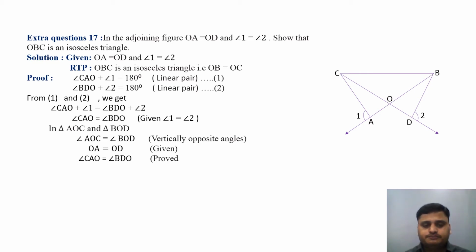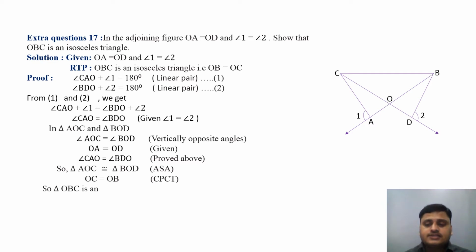So these two triangles, triangle AOC is congruent to triangle BOD. By which criteria? By the angle side angle congruency rule. And if the triangles are congruent, by CPCT, CO will be equal to OB. In triangle BOC, CO is equal to OB, so since a pair of sides is equal, triangle BOC is an isosceles triangle. Which type of triangle will it be? Isosceles triangle. Why? Because two sides are equal. I hope this one is clear to you.